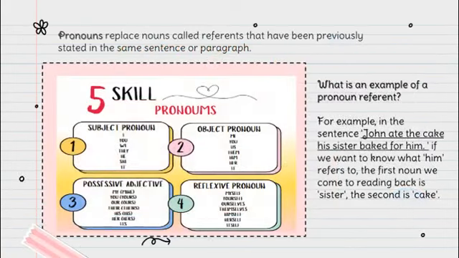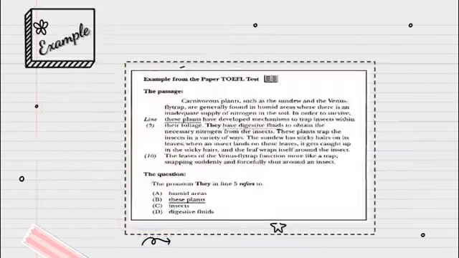Pronouns replace nouns called referents that have been previously stated in the same sentence or paragraph. What is an example of a pronoun referent? For example, in the sentence, John ate the cake his sister baked for him. If we want to know what him refers to, the first noun we come to reading back is sister. The second is cake. In this section, you will sometimes be asked to determine to which noun a pronoun refers.